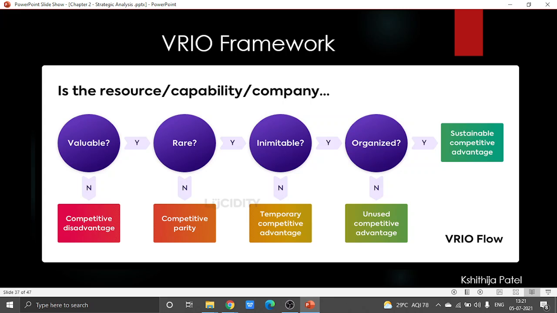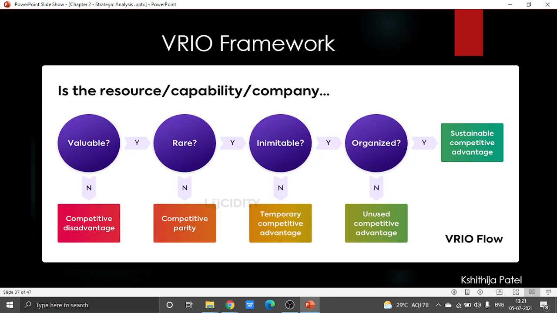Now for all the questions, if the answer is yes, the resources are valuable, yes, the resources are rare in nature, yes, the organization's resources are such that others are unable to imitate them, and yes, the organization's resources are organized, all such things shall bring sustainable competitive advantage for the organization.